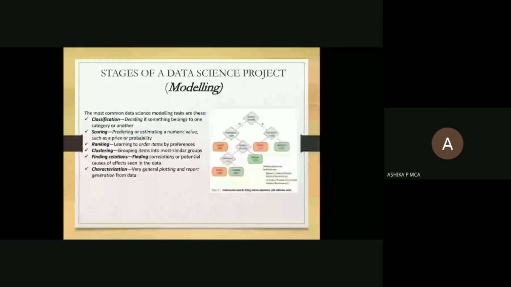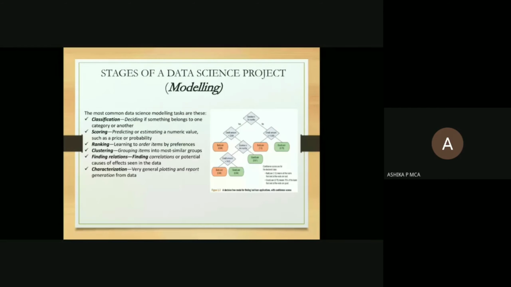Now modeling. The most common data science modeling tasks are classification, scoring, ranking, clustering, finding relations, and characterization. Classification means you have to categorize some data. Scoring means you can predict something from the available data. It may be a numeric value, prices, or probability.